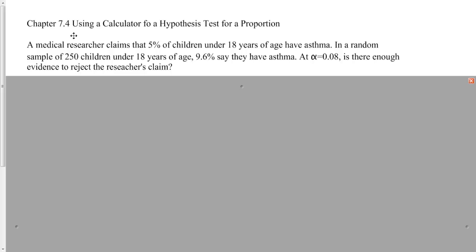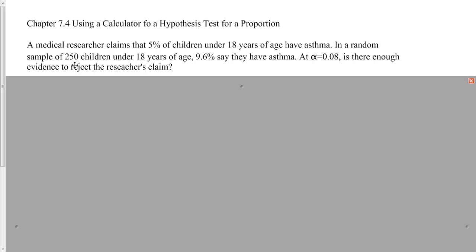This is for Chapter 7.4, using a calculator for a hypothesis test for a proportion. Medical research uses this type of stuff all the time, and I know you keep wondering where you would use this. Well, this is one place where medical researchers really use statistics, and it claims that 5% of the children under 18 years of age have asthma.